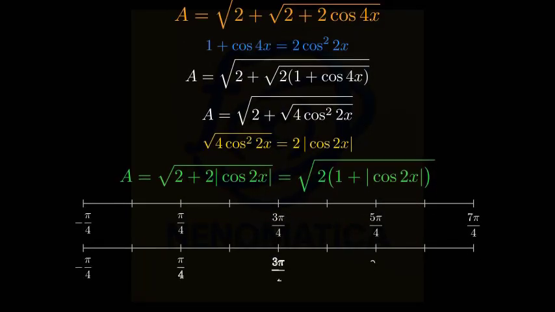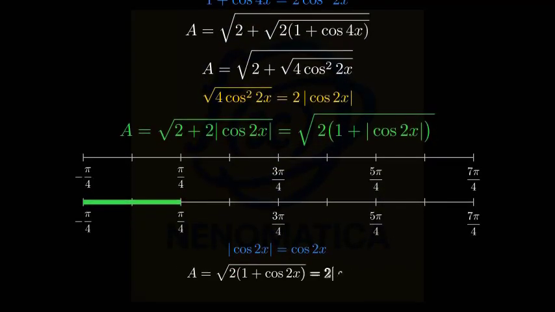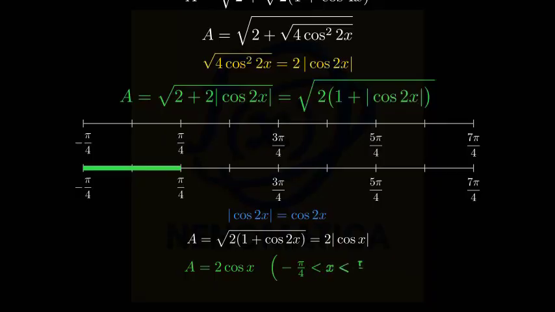Case 1: x between negative pi over 4 and pi over 4, cosine 2x is non-negative. So absolute value of cosine 2x equals cosine 2x. That gives a equals the square root of 2 times 1 plus cosine 2x, which simplifies to 2 times the absolute value of cosine x. On this interval, cosine x is positive, so a equals 2 cosine x.